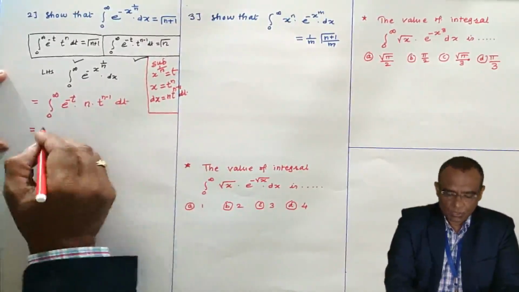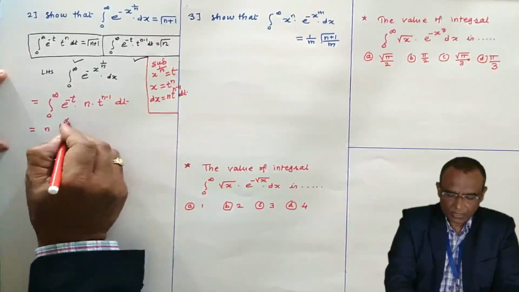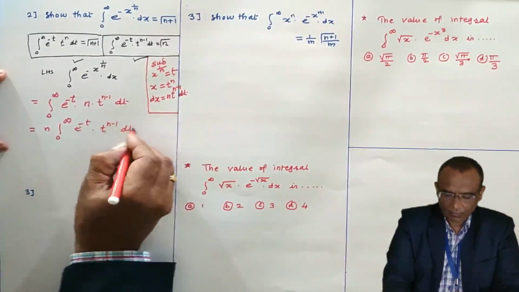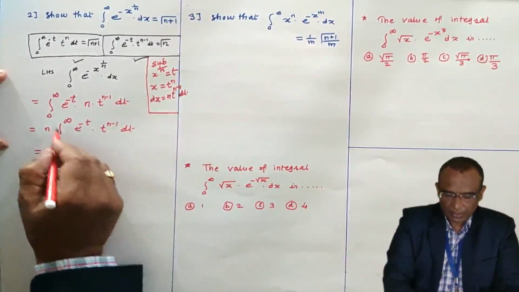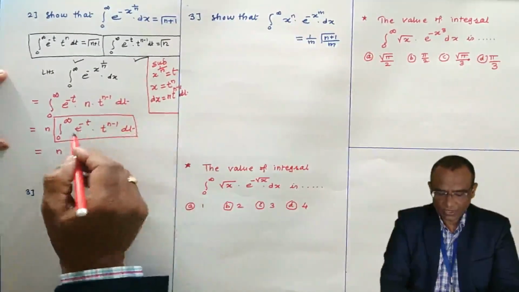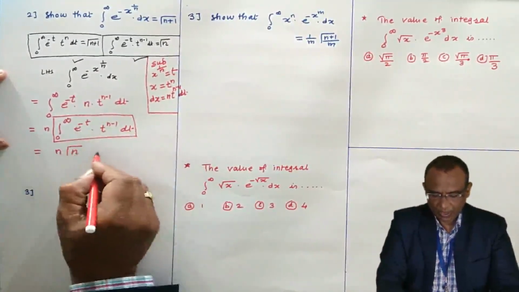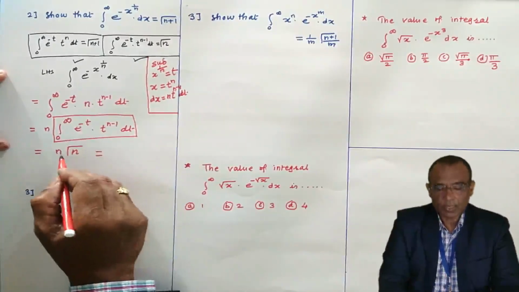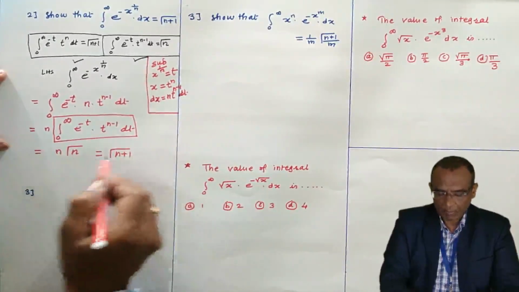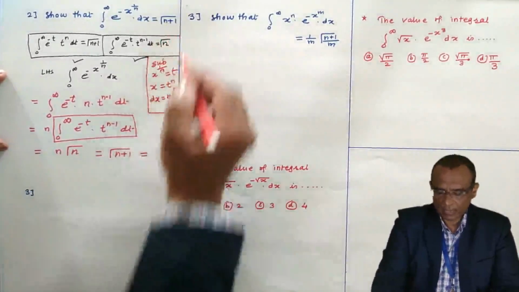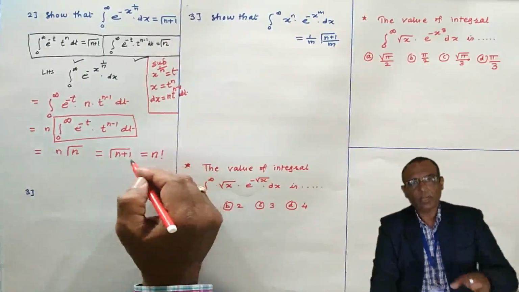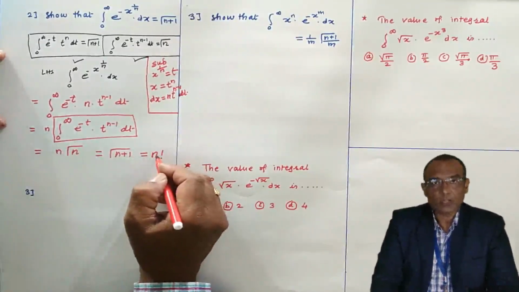Now this n is constant, t is variable. I am taking n outside, and e to the power minus t, t to the power n minus 1 as it is; this is the gamma function definition. This can be written as n gamma n. And as we discussed earlier, n gamma n is gamma n plus 1, and this is what we have to show on the right-hand side. But this can be written as factorial n also. Factorial n is equal to gamma n plus 1 when n is a positive integer, as you remember.